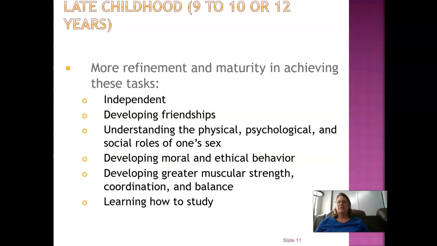Late childhood, that 9 or so to about 12 years of age, there's more refinement and maturity in achieving these tasks. They are very independent. They've developed friendships. They understand social roles of one's sex. They're developing moral and ethical behavior. They're developing greater muscular strength, coordination, balance. They're learning how to study. And you guys, if you have kids, you really want to teach them good study habits. It's going to hold them throughout the rest of their life.